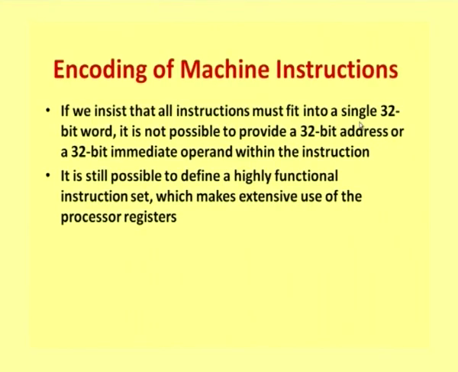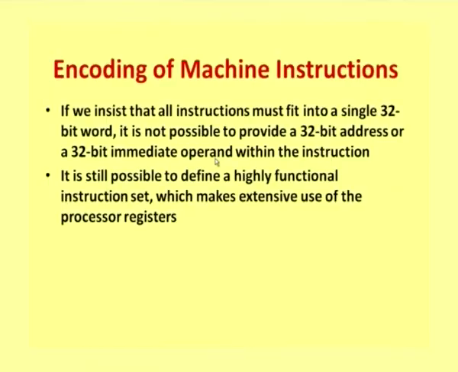Okay. That is the idea that is normally used in these RISC architectures. So, for instance, if I insist that all instructions must fit into a single 32-bit word, it is obviously not possible to provide a 32-bit address or a 32-bit immediate operand within the instruction. So, what do I do then? Does it mean that I can't have an immediate addressing mode, or I cannot have an absolute addressing mode? That will be the question that comes in, right.